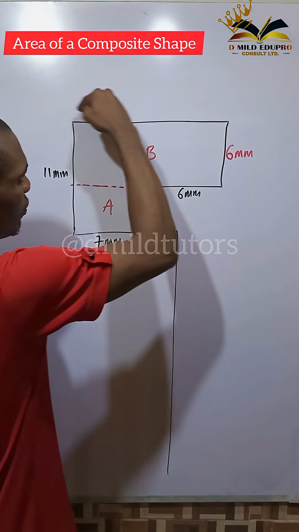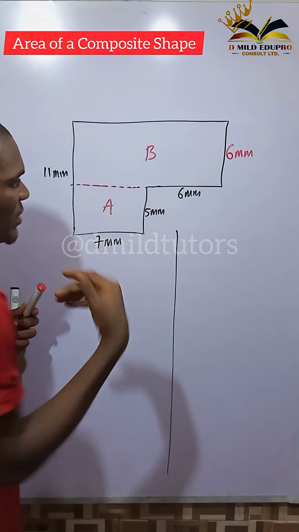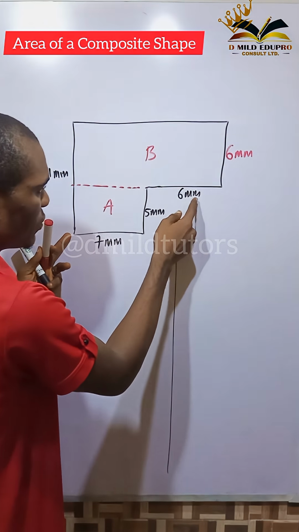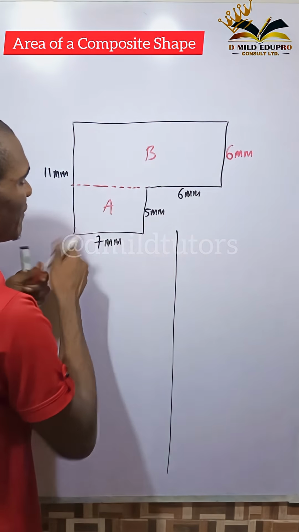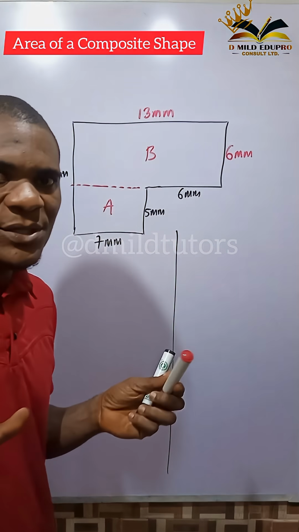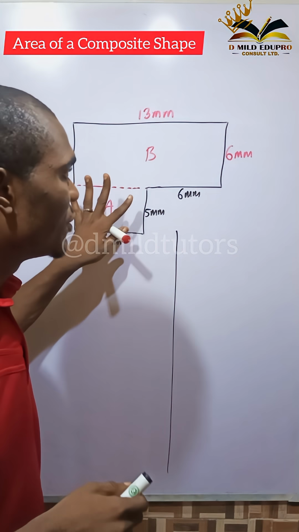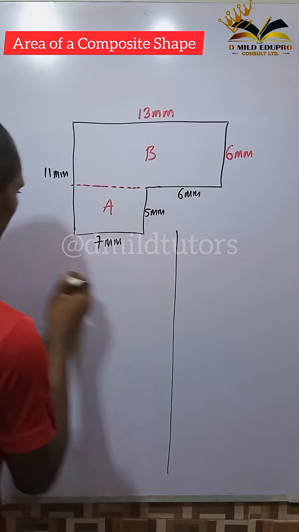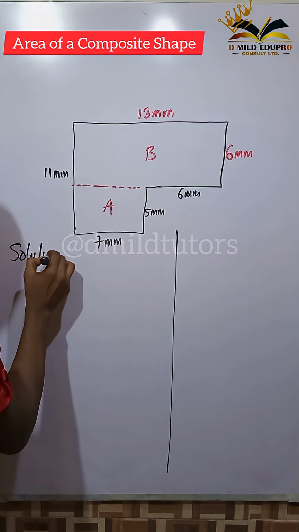Now we're going to get the whole of this line here, and to get that, we're going to add this point to this point and this point to this point. So these two, if you add them, you have 13. So this gives you 13 millimeter. Now with this partitioning, we can solve for the area of the shape, and then I will show you the second step that we need to do. So the first one, solution.